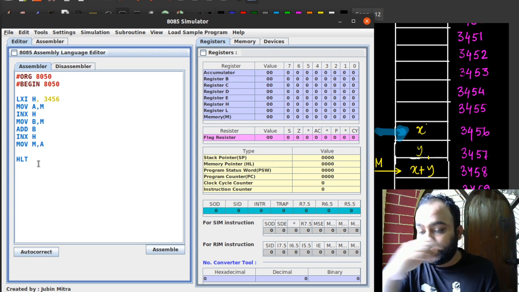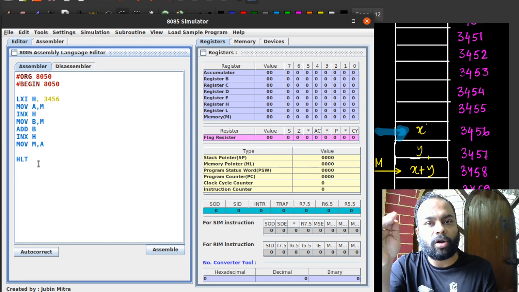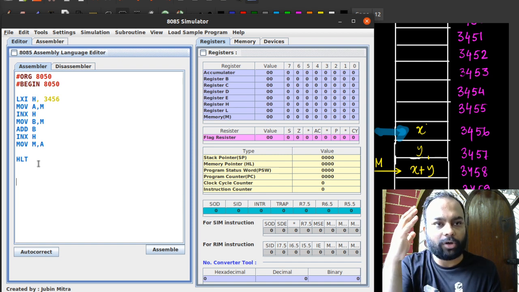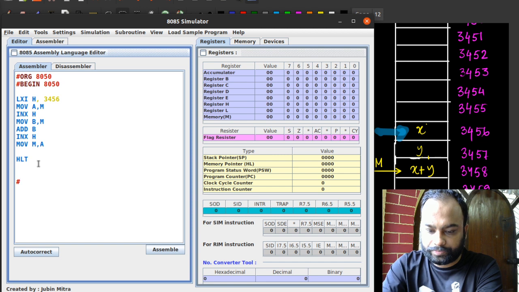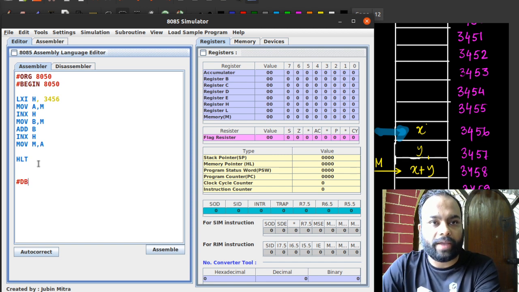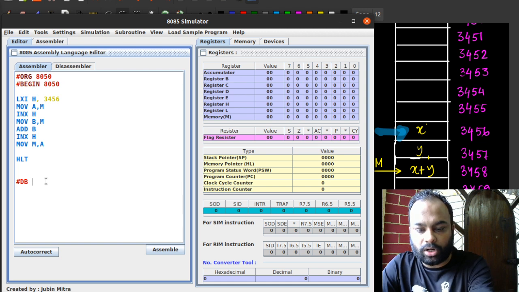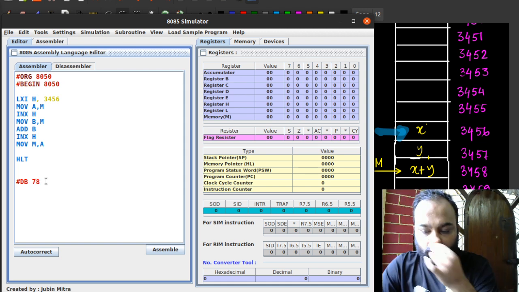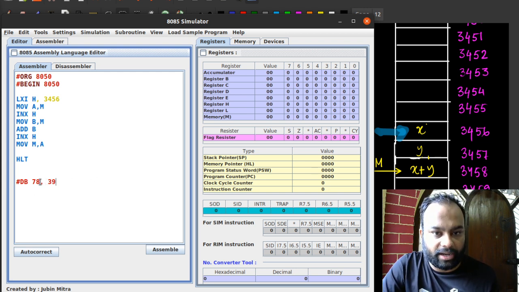Now the assembler directive for storing the data, you store the data separately, is db. If I say hash db, it stands for data bytes. So we are storing data bytes. What numbers do I want to store? I want to store the data 7, 78 and 39. This is again an assembler directive. Did I say preprocessor directive? Sorry, this is an assembler directive.